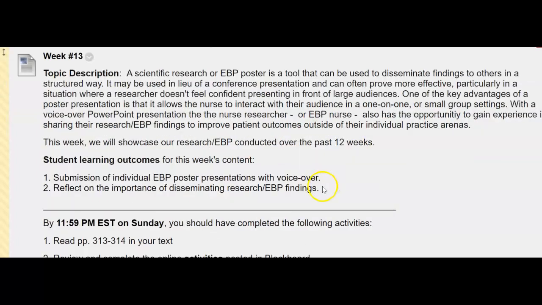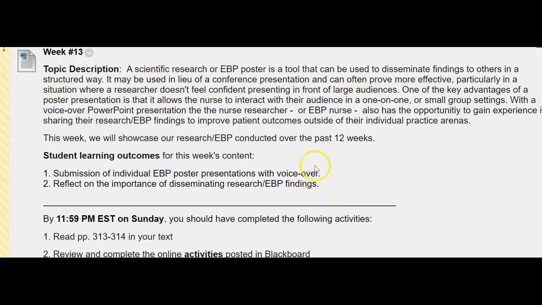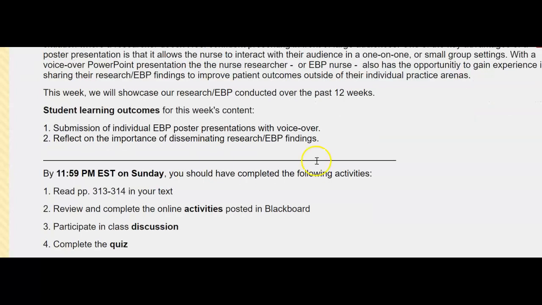So we're showcasing our evidence-based practice, our PICO question, our clinical question, where we're putting that information all together and submitting it during this learning unit.